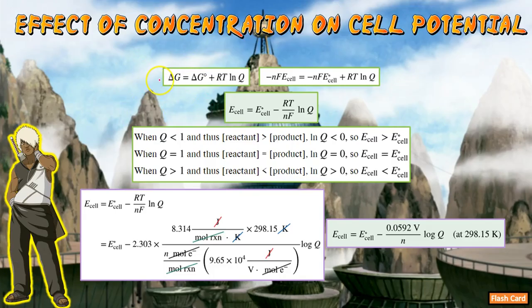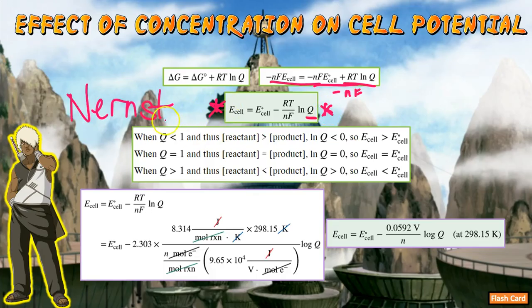So from chapter 16, our expression for non-standard free energy is delta G is equal to standard delta G plus RT natural log of Q. Now what we want to do is plug in our relationship of delta G and cell potential, and we can write negative nF times non-standard cell potential is equal to negative nF times standard cell potential plus RT natural log of Q. Now, of course, if we only want to focus on cell potential, we would divide this entire thing by negative nF, and that will get us this overall expression, which is non-standard cell potential is equal to standard cell potential minus RT divided by nF natural log of Q.